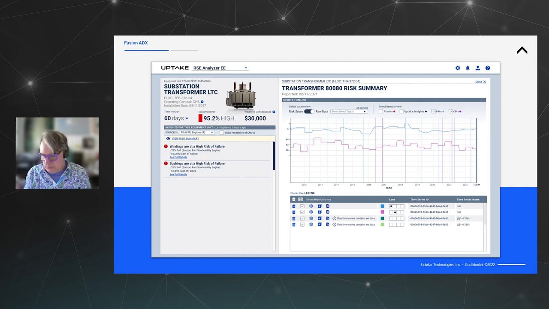By providing us the opportunity to store all this information in one place, ADX makes it possible for companies like Uptake to produce products like Fusion, which contain it, and then applications like this that allow companies to get value out of that data all in one place.